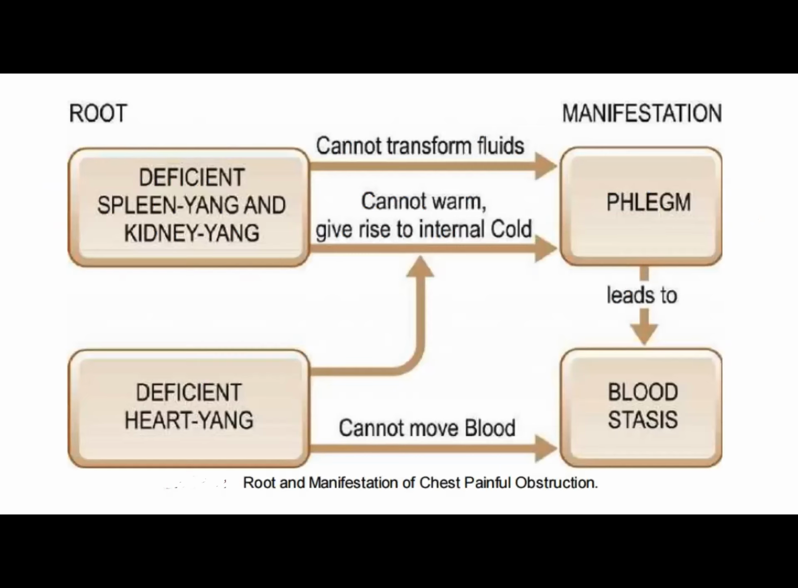So here we see a flow chart of the root and manifestation of chest painful obstruction. So let's talk about if you have deficient spleen yang and kidney yang, this means fluids cannot be transformed and there is inability to warm, so giving rise to internal cold. So this will be manifested as phlegm, and the phlegm will lead to blood stasis.